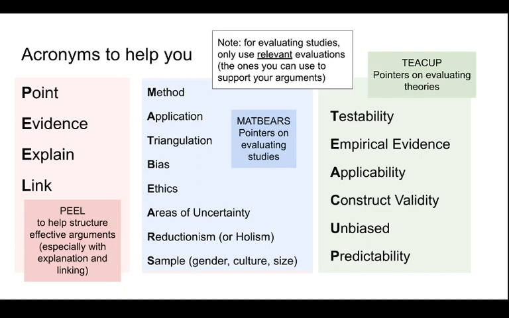And then next we have TCOP, which is used for evaluating theories. We have testability, empirical evidence, applicability, constructability, unbiased, and predictability. So does anyone want an explanation for some of these terms, just in case? Because I would expect you guys to know what these terms are, since this is the stuff that you learn in research methods. But in case you want to recall, what's up?